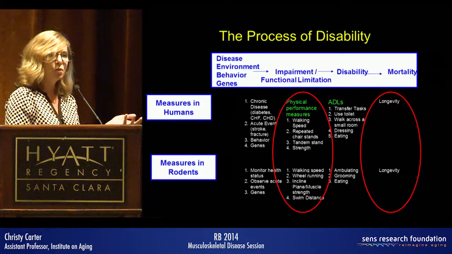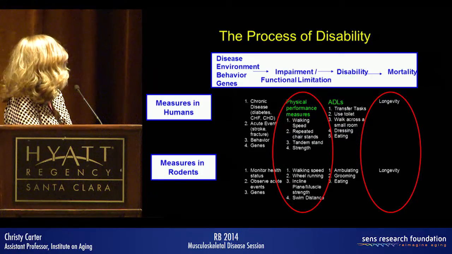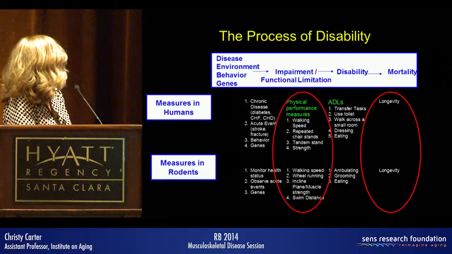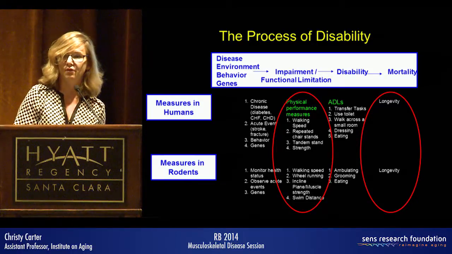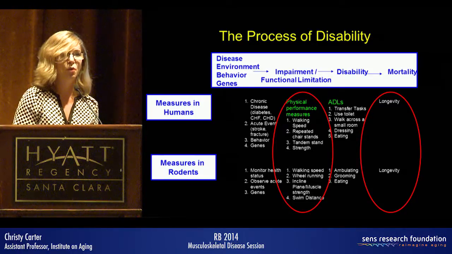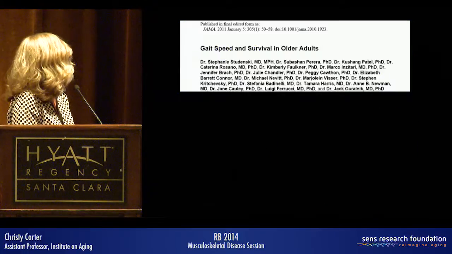And sarcopenia, we believe, is one of these physiological impairments that contribute to declining function and disability, and that's why it's important, and that's why we study it.